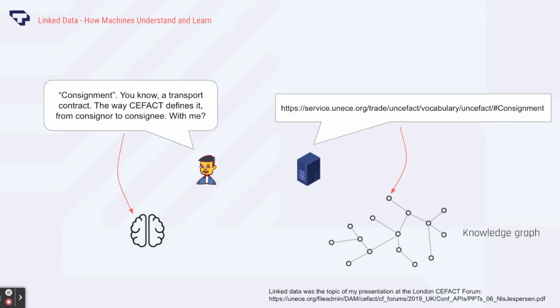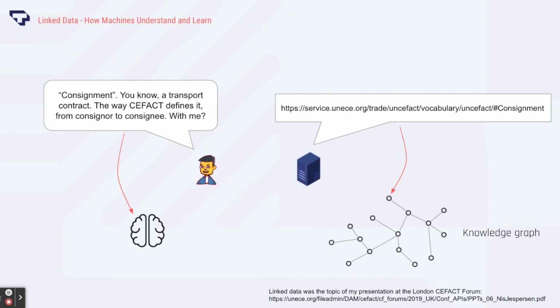A smarter, or at least more concise, way of doing that is by expressing the semantics with URIs. That's what linked data is all about. If you point to the URI of consignment, which is shown here on the right, as defined by UN CEFACT, there's no ambiguity in terms of what that means. There's a clear pointer from the sender to the receiver and anyone else using these same terms about what is intended to be communicated.